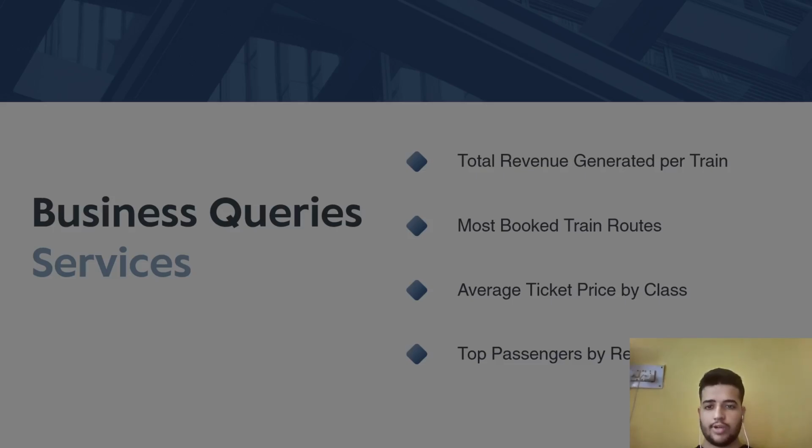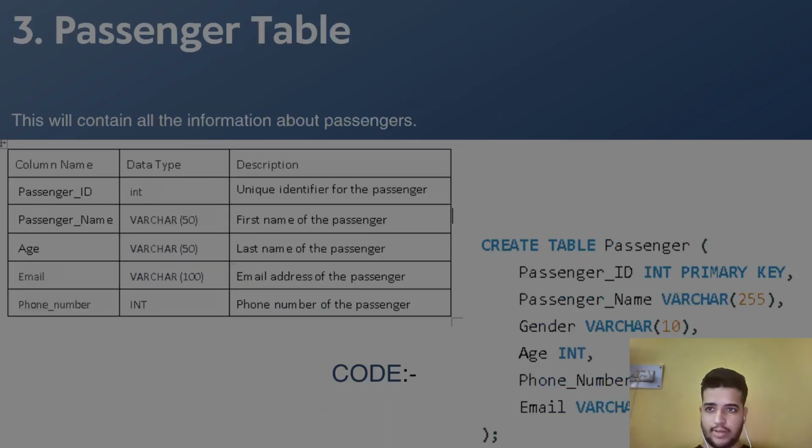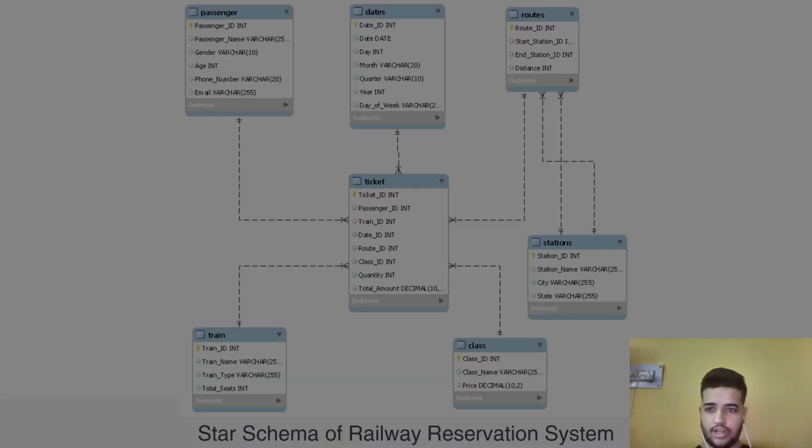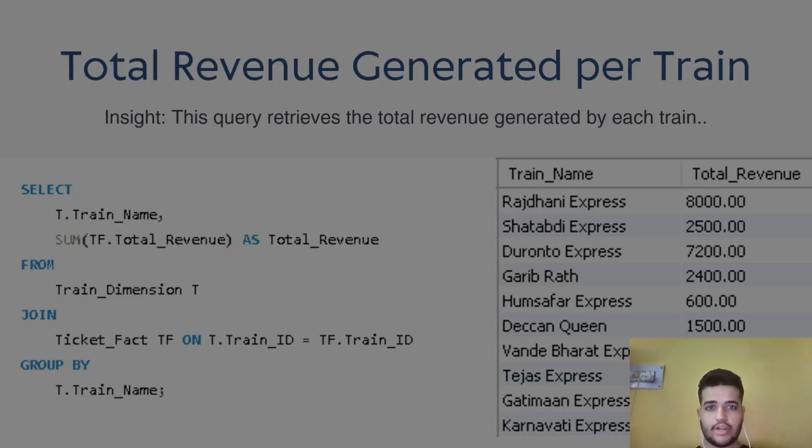Okay, so now I'll be talking about the business query services. We created the whole database, and now we'll be performing some queries on it. The first query is total revenue generated per train. This query retrieves the total revenue generated by each train.